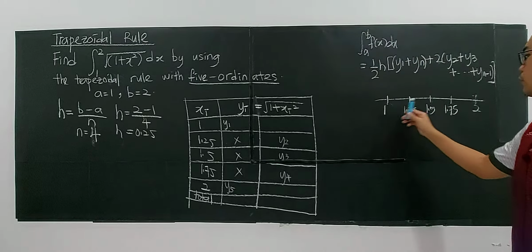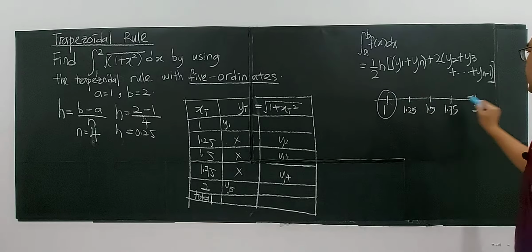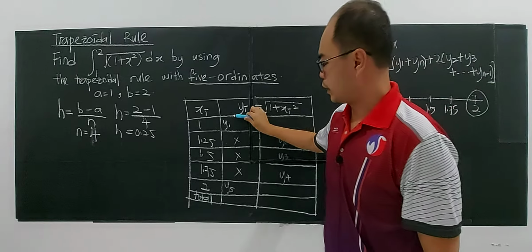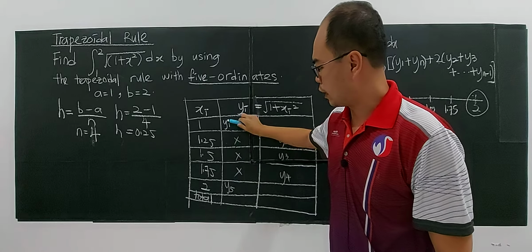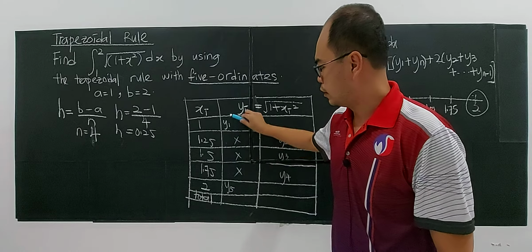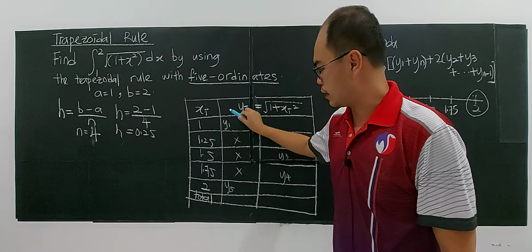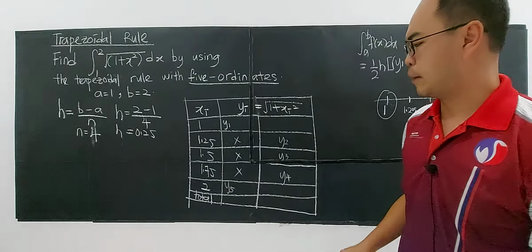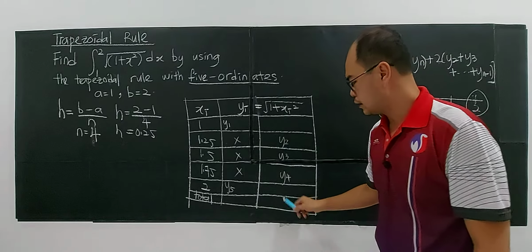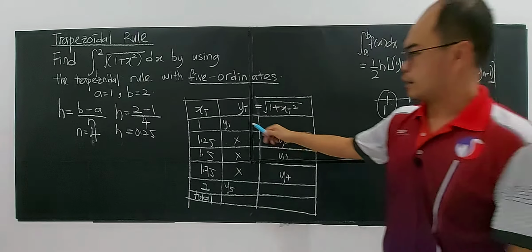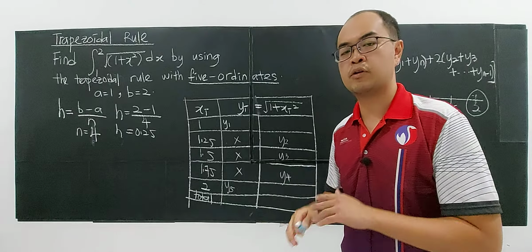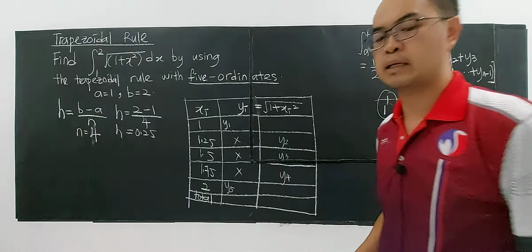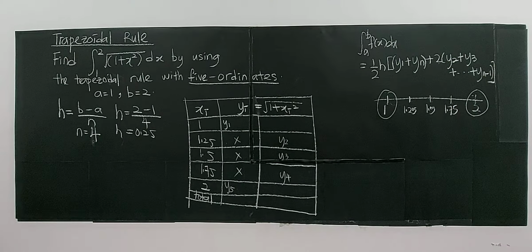So we have 1, 2, 3, 4, 5. The first and the last we put in the first column here: y1, y2, y3, y4, y5. Only y1 and y5 I leave here, and y2, y3, y4 I put here. The purpose is to get the total here and multiply by 2, and this total we don't have to multiply by 2. This is the purpose of using this table.